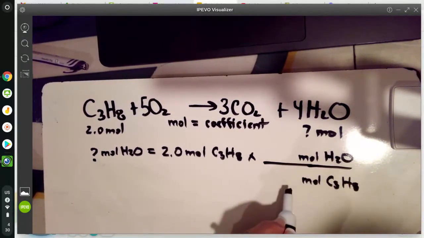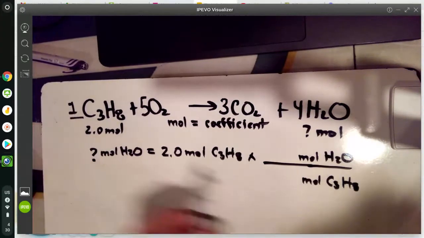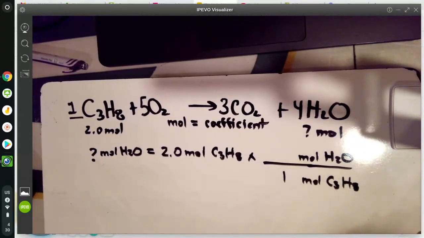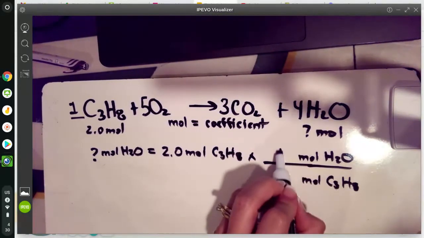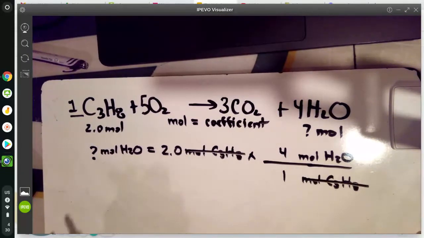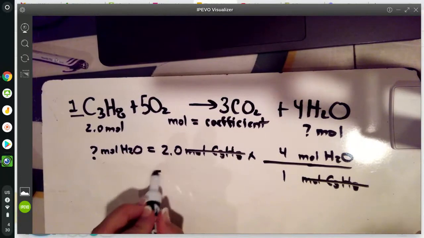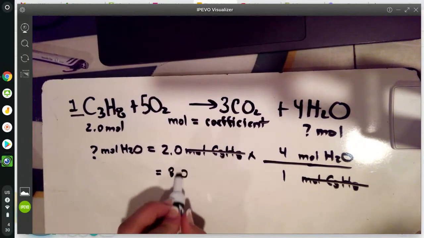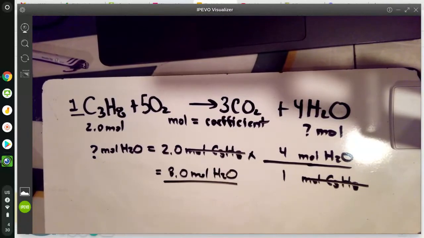Where do I find these numbers? They're the coefficients. What's invisible here? The number 1. That's why I put a 1 here. Now I look for water and I match. Number 4 here. Mole of propane cancels. And what am I doing mathematically? 2.0 times 4 divided by 1. 8.0 moles of water.